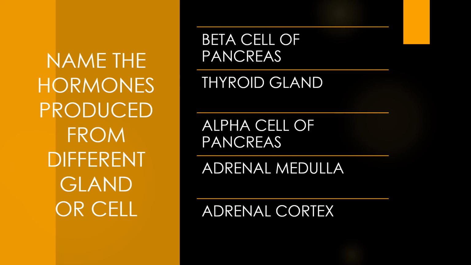Name the hormones produced from different gland or cell. Beta cell of pancreas produces insulin. Thyroid gland produces thyroxin and calcitonin. Alpha cell of pancreas produces which hormone? Glucagon. Adrenal medulla produces adrenaline. Adrenal cortex produces cortisone. Right. Then which is the emergency hormone? Adrenaline. This we already learned in the last video, right? Adrenal medulla, adrenal cortex are all from which gland? Adrenal gland. We learned that in the last video.